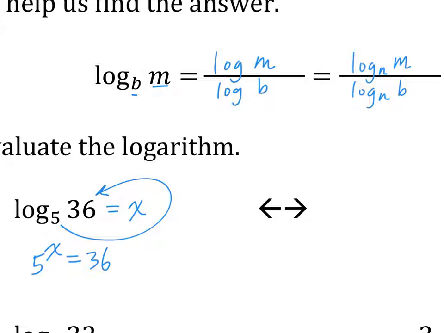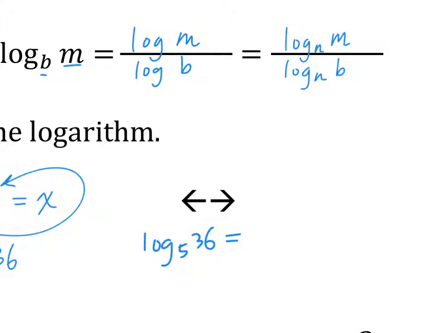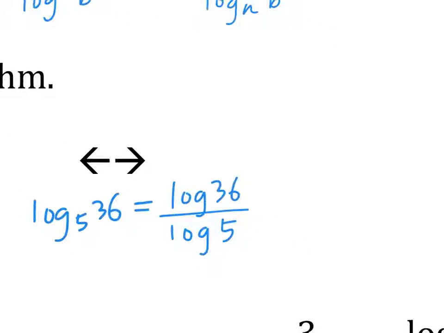All right, let me write this on the side. Log base 5 of 36. Okay, because we couldn't figure out what that number is and we want to use our calculator, but our calculator doesn't let us choose a base 5. So what we're going to do is change of base. We're going to do log 36 over log 5. So log of whatever's inside divided by log of the base. All right, you're going to put that in your calculator and figure out what that number is.